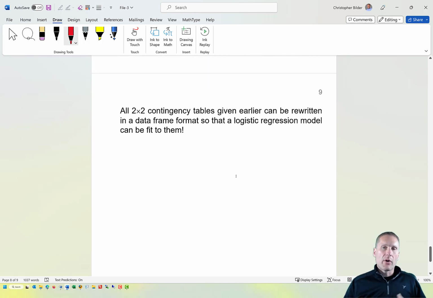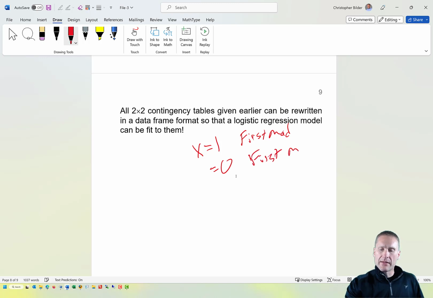Now, one last thing that I want to mention is that all the 2x2 contingency tables that we saw back in chapter 1, we could actually estimate a logistic regression model for those as well. So think back to the Larry Bird data set. I could create an explanatory variable called x. x is equal to 1 if, let's say, the first free throw was made. It's equal to 0 if the first free throw is missed.